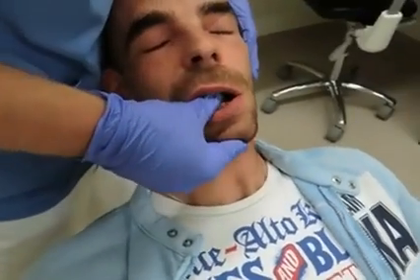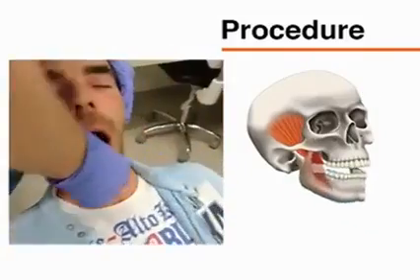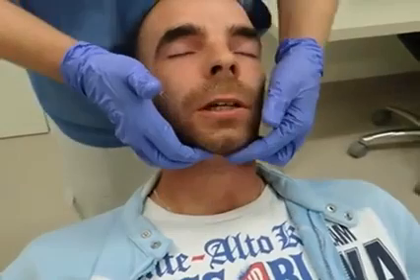After you reduce one TMJ, hold it in position with your non-dominant hand by positioning a finger in front of the condyle. Then reposition the other TMJ in the manner just described. Verify normal occlusion once you have repositioned the entire jaw.